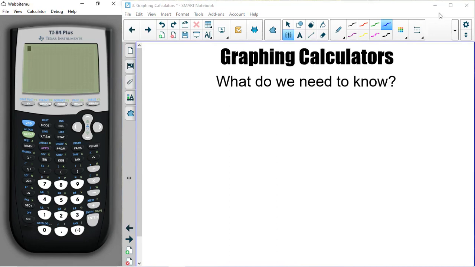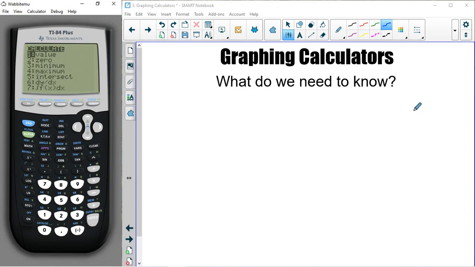So what do we need to know? There's basically two menus we're going to be focusing on in this video as we go through these problems. The first is second, calc. We're going to use this menu to calculate a lot of different things about a function. We could use it to find the x-intercepts, to find a minimum or maximum value. We could even use it to find where two functions cross, where they intersect.